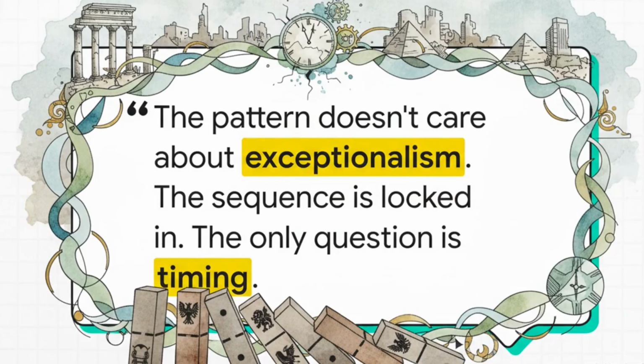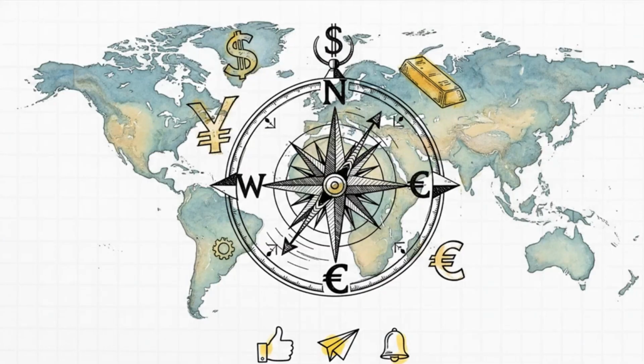You know, every single fallen empire in history believed it was different, that the rules of economics and history just didn't apply to them. But as the source material for this analysis concludes, the pattern doesn't care about exceptionalism. The sequence is locked in. The only question is timing. History suggests that when the end does come, it isn't slow and gradual. It's sudden. History is unfolding right before our eyes.